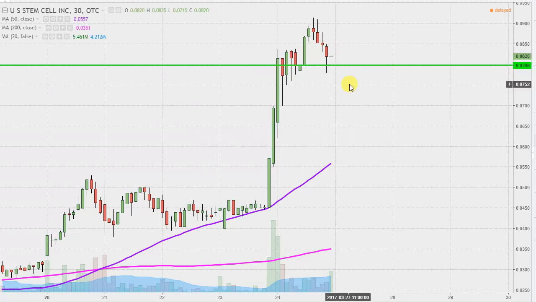Now, if the price falls below it, by no means am I saying that everything's totally ruined or anything like that. But as far as, hey, best case scenario, yeah, if the bulls can hold above 8 cents, that's going to be a great sign of power on the bulls' part.